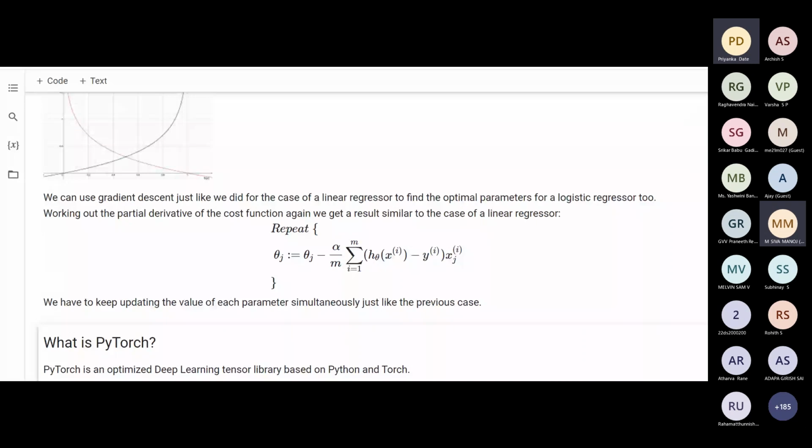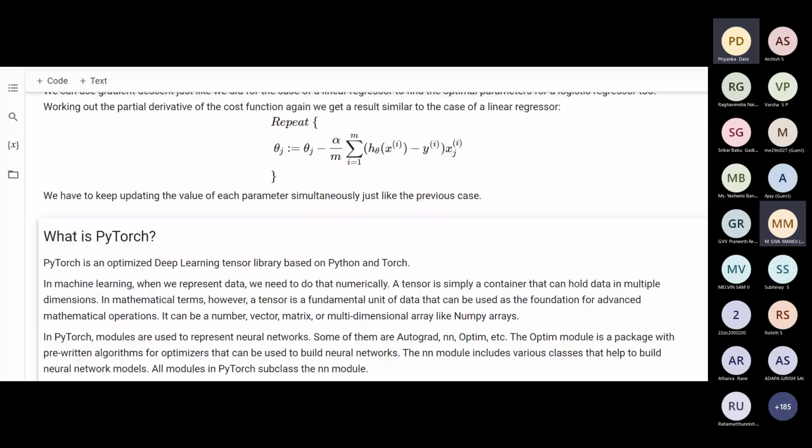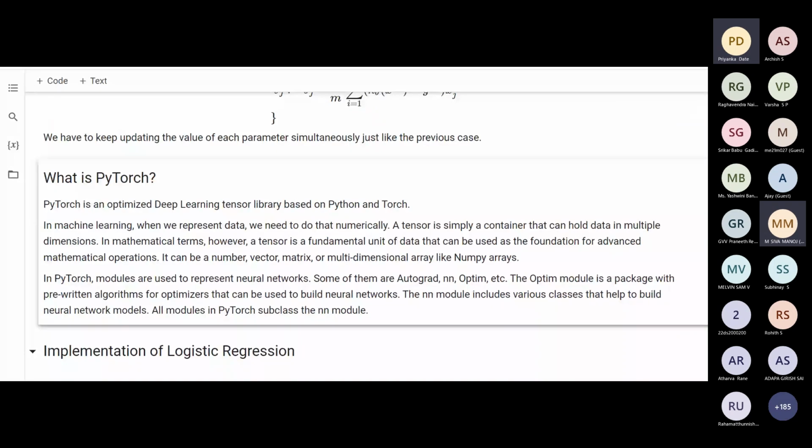So this is all for theory. Now we move on to the implementation. Here for the implementation, I'm going to be using PyTorch. So PyTorch is basically an optimized deep learning tensor library based on Python and Torch.